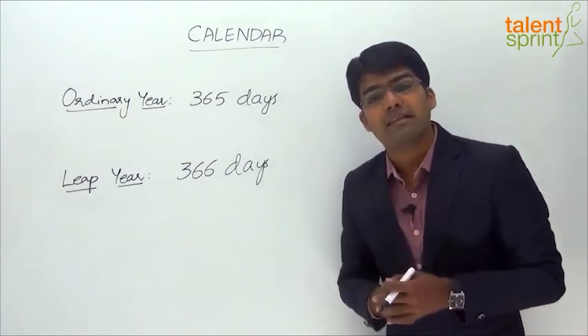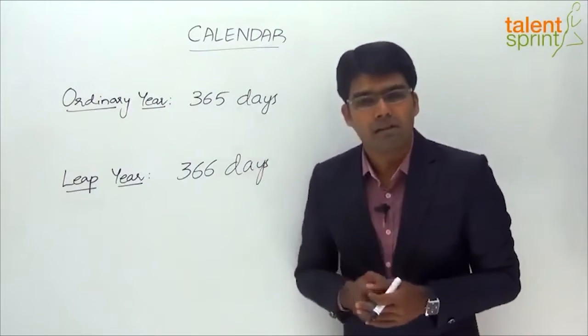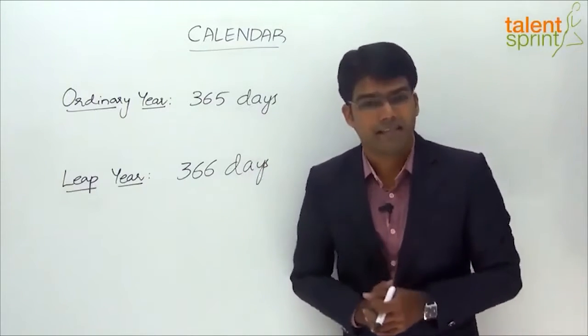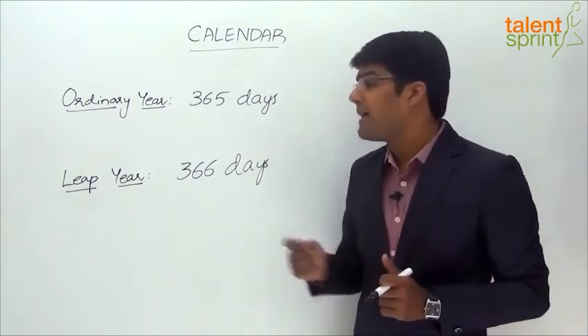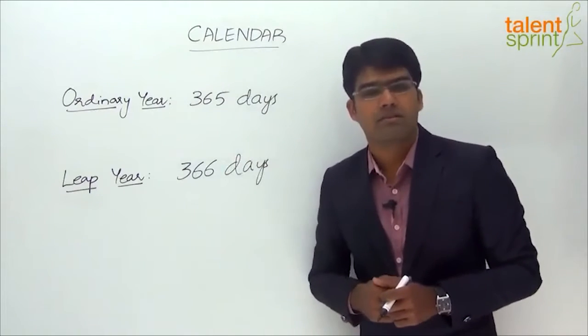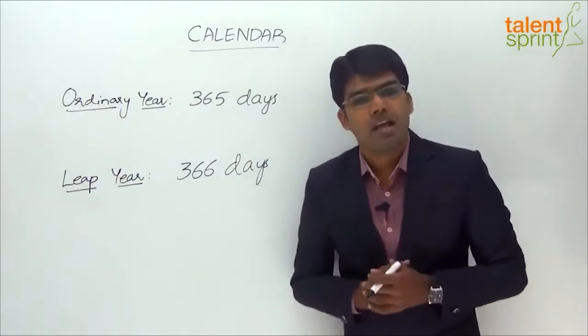So to keep our calendar in alignment with the Earth's revolution around the Sun, we have a leap year which occurs every 4 years. And this leap year has got one extra day. So this is the precise reason that we have a leap year with one extra day, and it occurs every 4 years. It is there just to match our calendars with the Earth's revolution around the Sun.